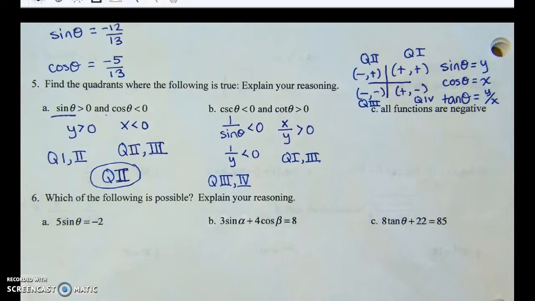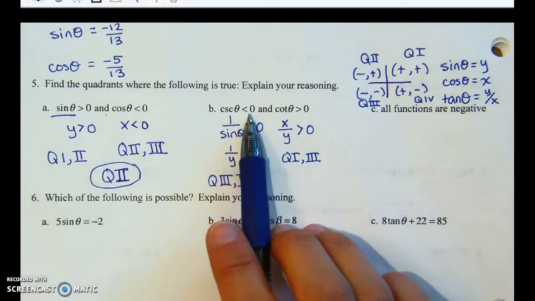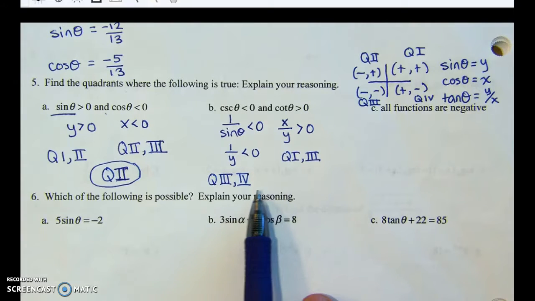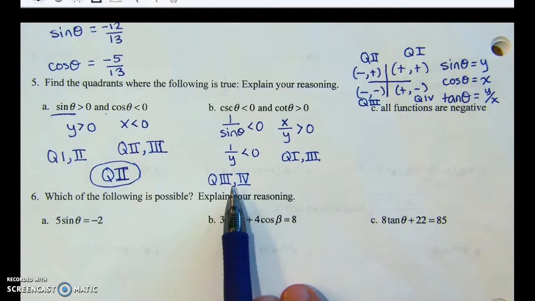So let's answer the question. Where is the cosecant negative and the cotangent positive? Which one was repeated twice? Quadrant 3.